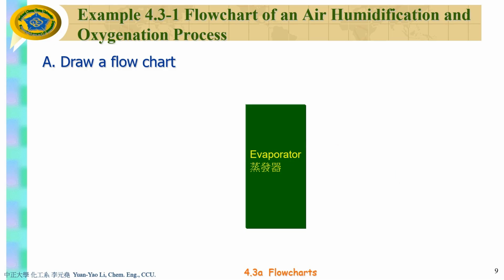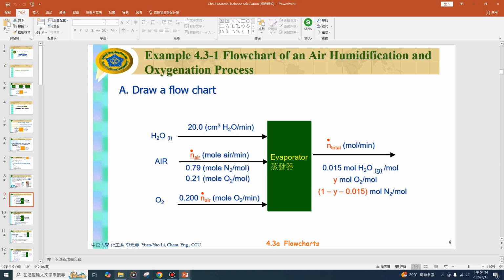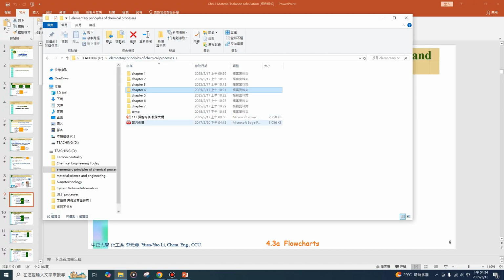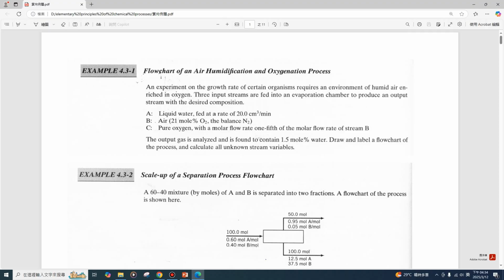We have a text here, but I don't know whether I should read this with you. I'm sure you have the PDF file, right? You have this file. Okay, this is the first example showing you in the PDF file: 4.3-1, the flow chart of an air humidification and oxygenation process. Okay, let's read this together. I hope you have that with you.